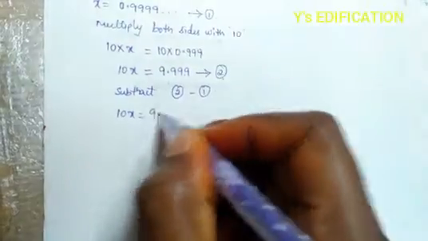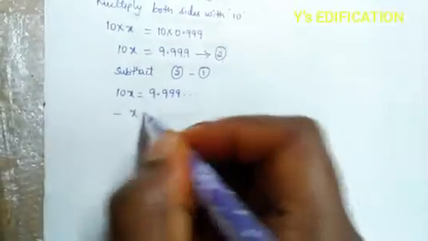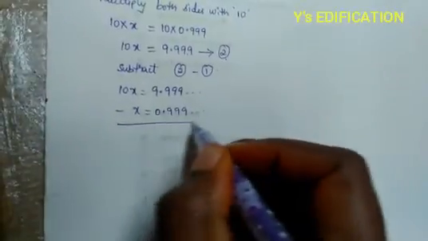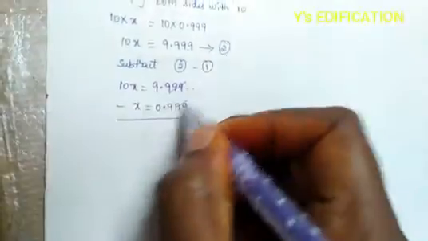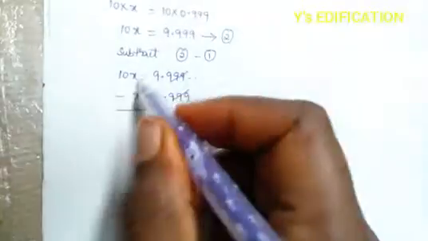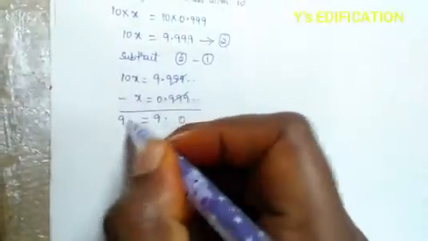10x is equal to 9.999 and so on. Equation 1 is x = 0.999 and so on. Okay, we have to subtract. So this is all 0. 9 minus 0 is 9. 10x minus x is 9x.